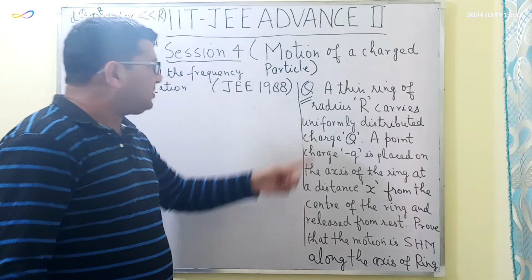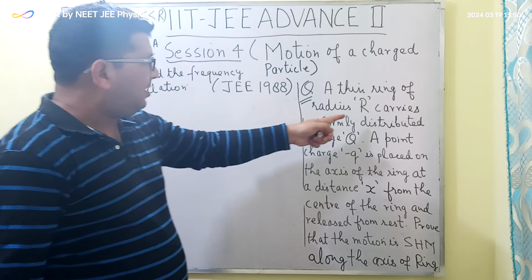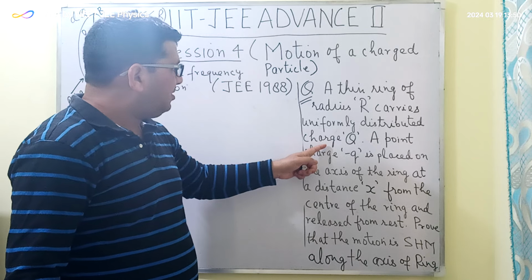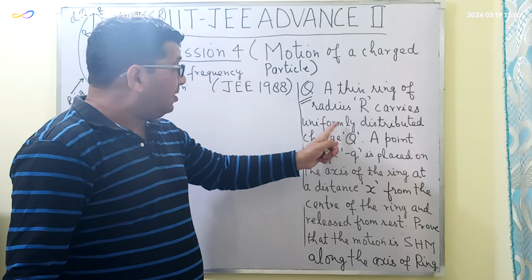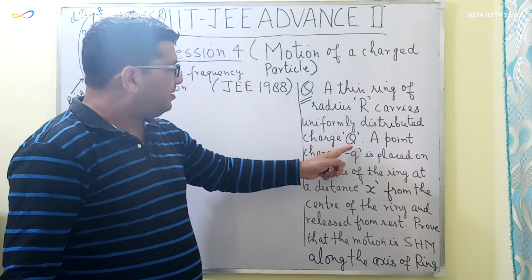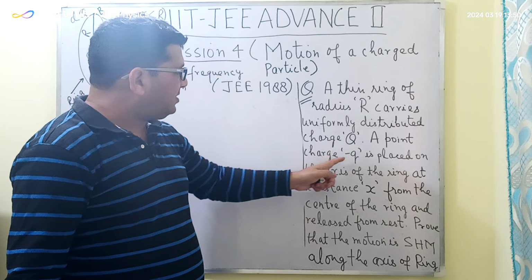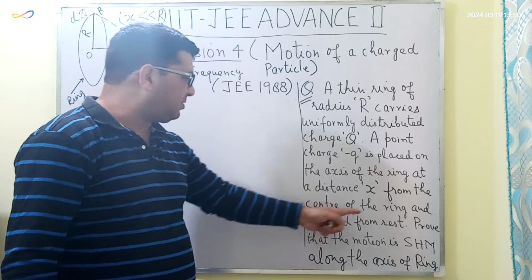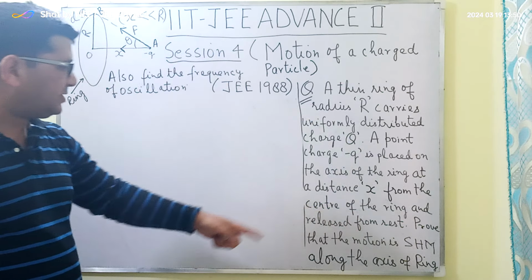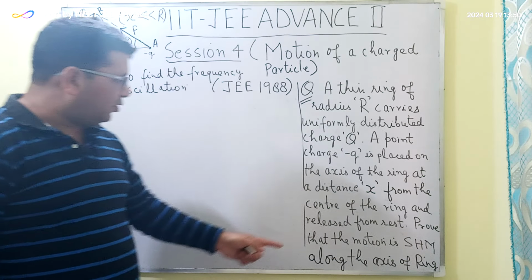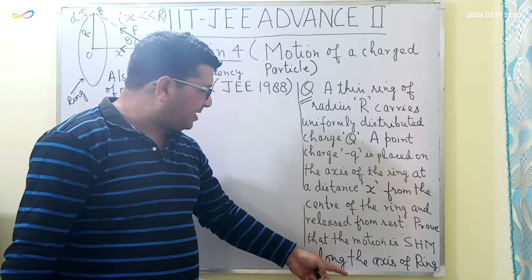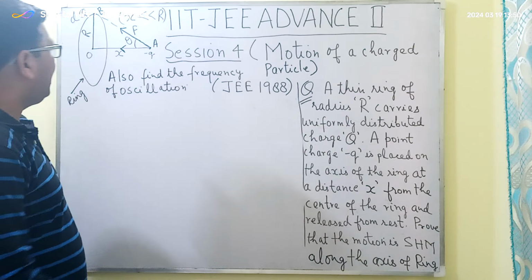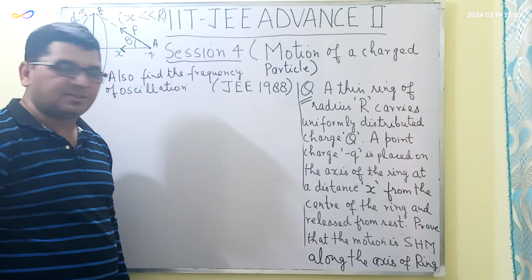The question here is: a thin ring of radius capital R carries a uniformly distributed charge capital Q. A point charge minus Q is placed on the axis of the ring at a distance x from the center of the ring and released from rest. Prove that the motion of this charged particle is simple harmonic along the axis of the ring, and at the same time we have to find the frequency of oscillation.